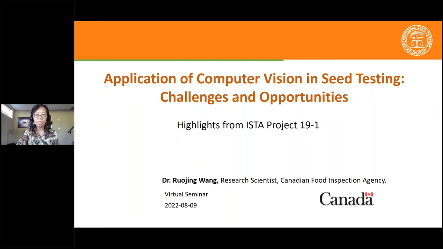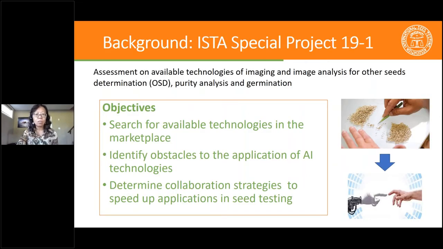So the objective of this project is to search for available technologies in the marketplace, so something is available for people to use, and also try to identify what the obstacles are to applying those new technologies, such as AI or computer vision. And also try to make some evidence-based recommendations to speed up the application of computer vision in seed testing.